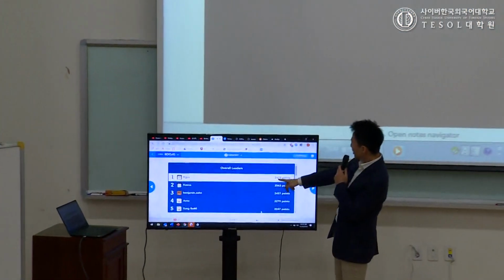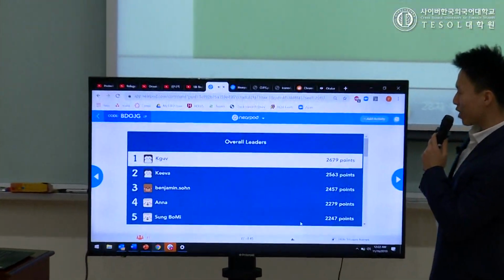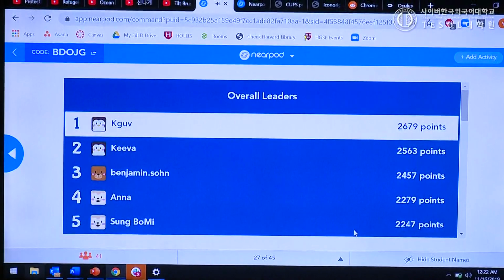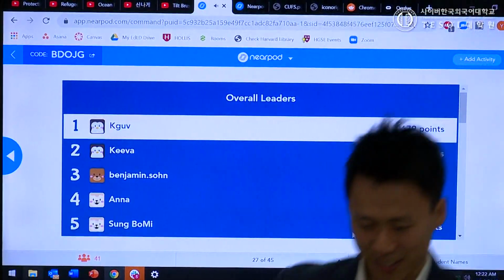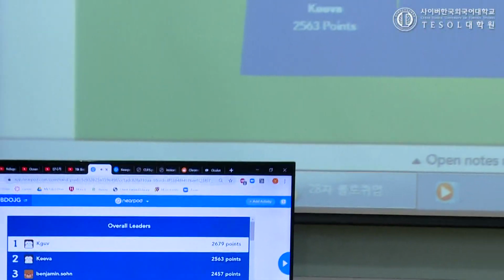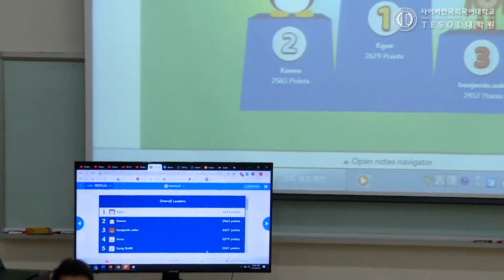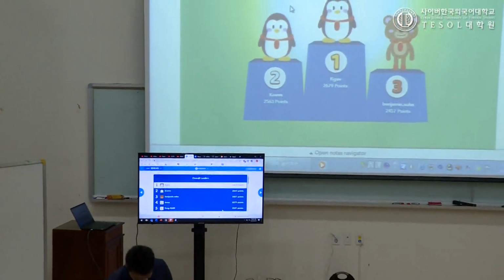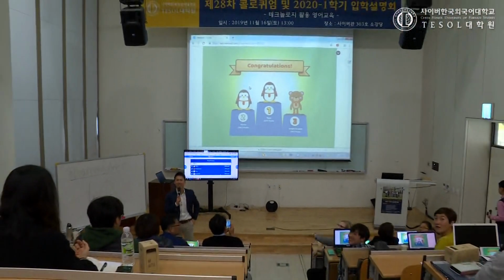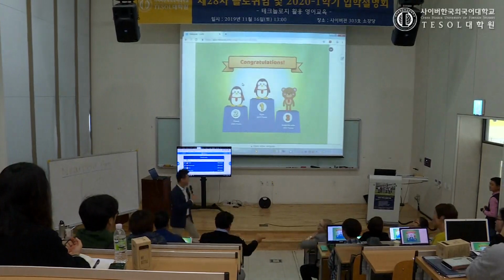KGUV with 2,600 points, and coming in number 2 is Kiva with 2,563 points. Very good. Wow, I feel like I'm a game show host or something. Okay, so who is KGUV? Kelsey, okay.